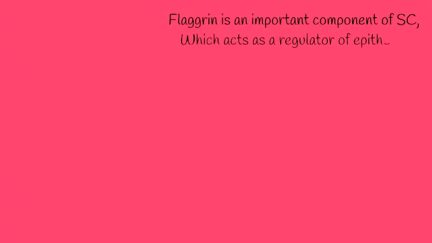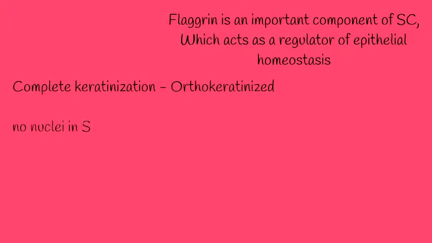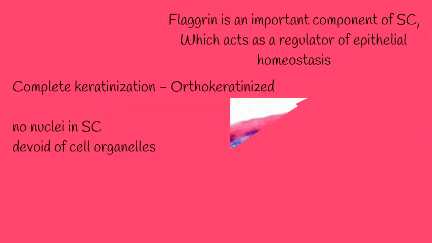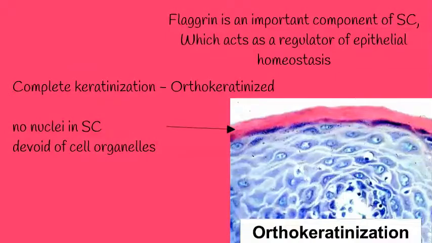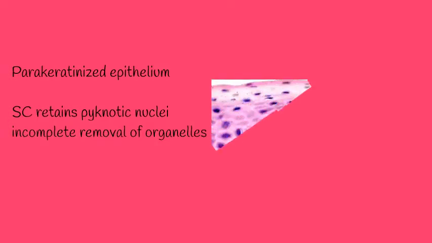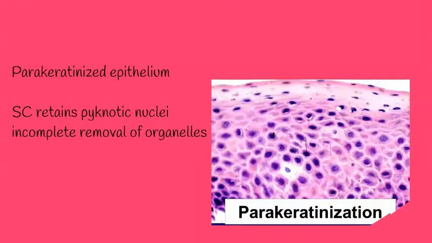Keratinization is of two types: orthokeratinization and parakeratinization. In orthokeratinized epithelium, cells are filled with tonofilaments and there is total absence of nuclei and intracellular organelles. But in parakeratinized epithelium, tonofilaments are present but cells also show the presence of pyknotic nuclei.